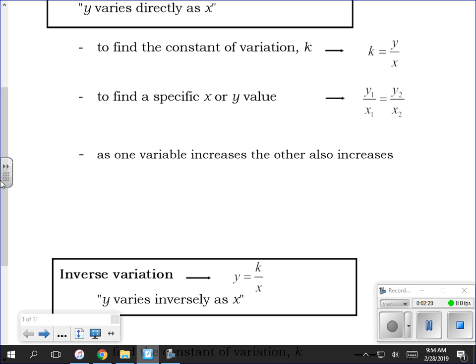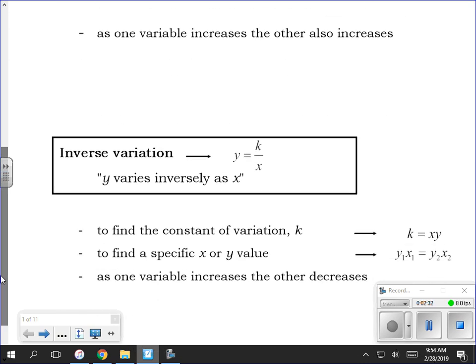So that's direct variation. Inverse variation is exactly the opposite. Inverse variation: y equals the constant of variation divided by x, or that constant equals y times x. If I multiply x and y together and I get the same number, that is inverse variation. We keep wanting to call it indirect. Inverse is one goes up, the other one goes down, proportionally.